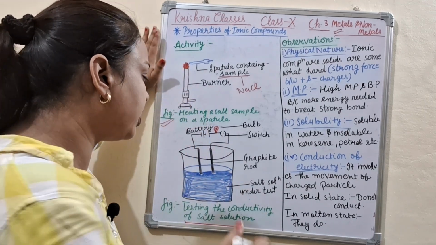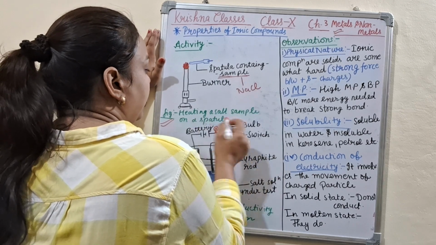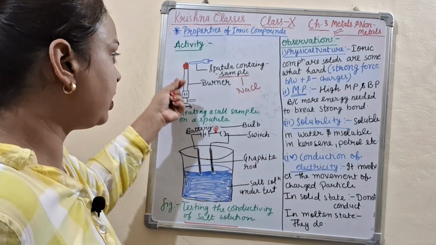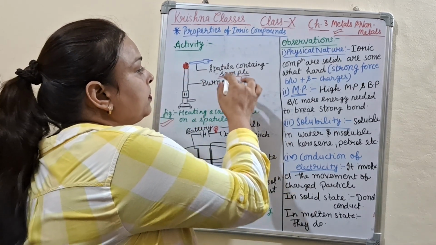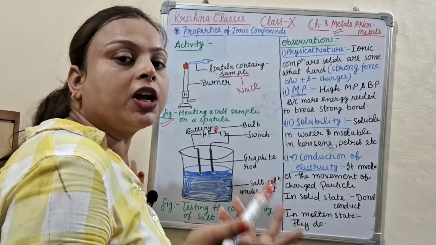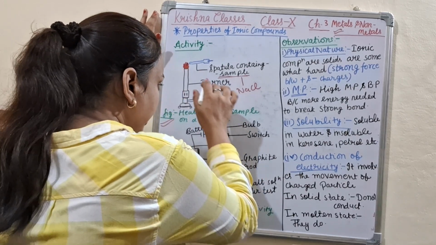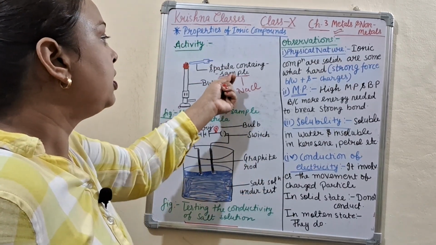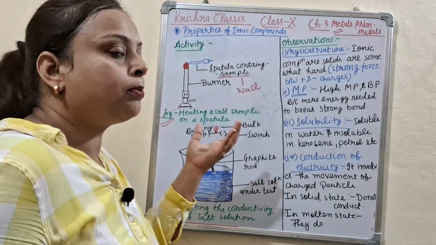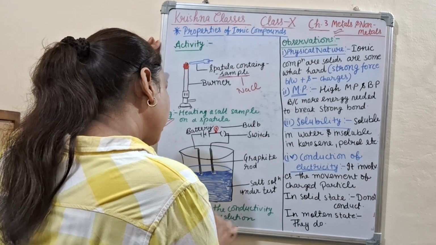Two activities have been given here. First is heating a salt sample on a spatula. When we take a burner and a spatula containing a sample of some salt like sodium chloride or potassium chloride, then what will happen? When we provide heat, the sample on the spatula will melt. Now come to the second activity.